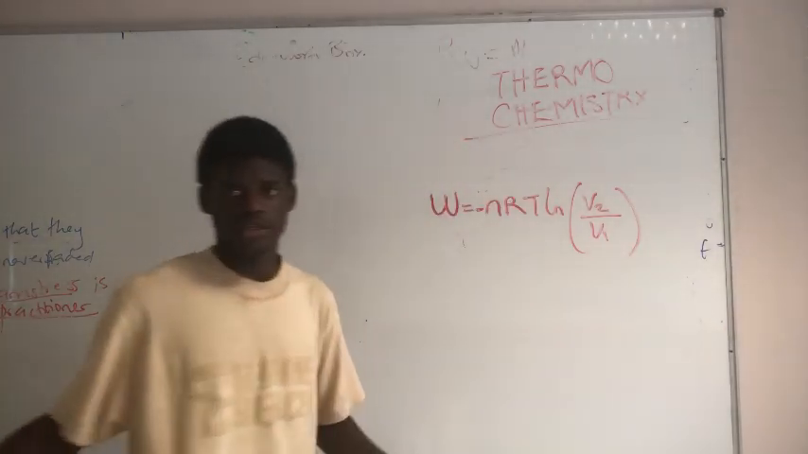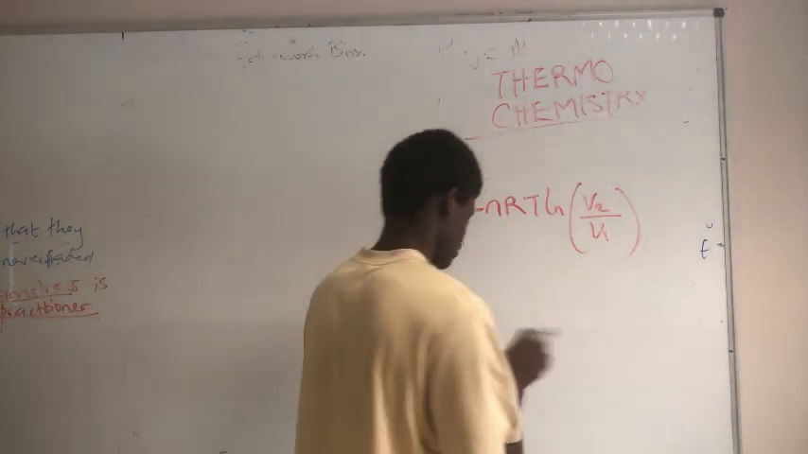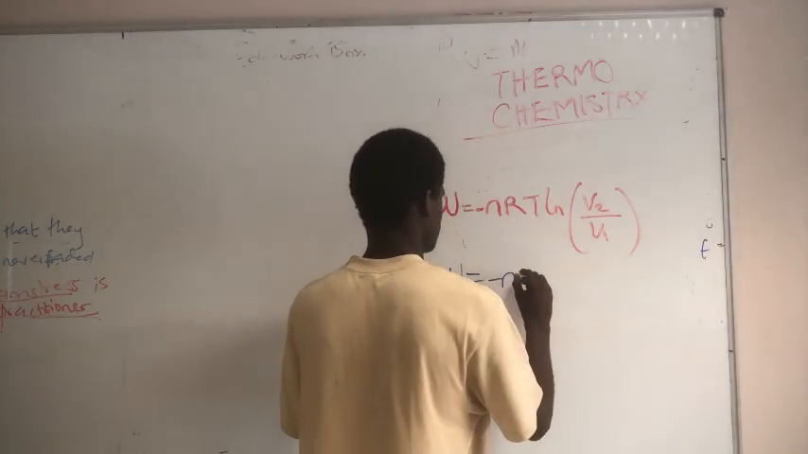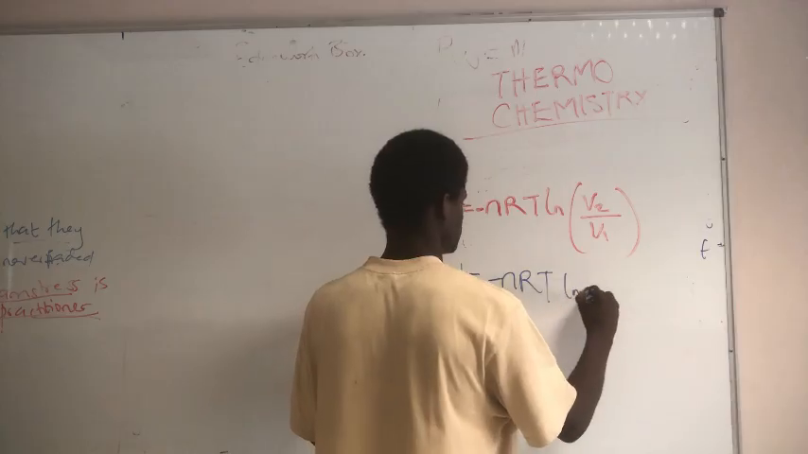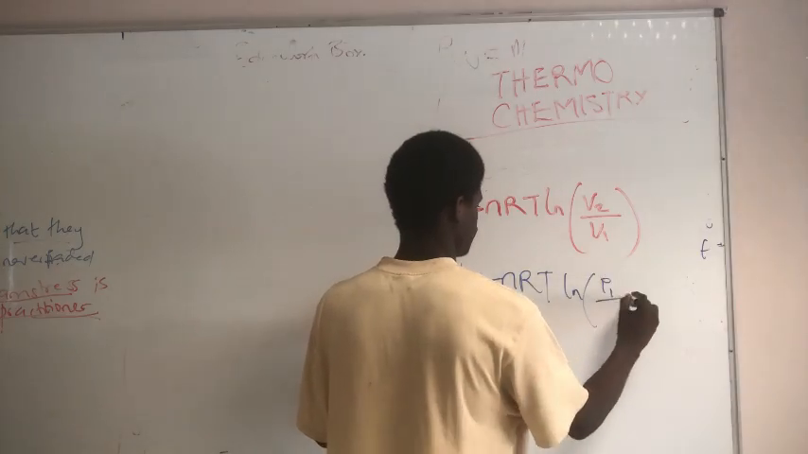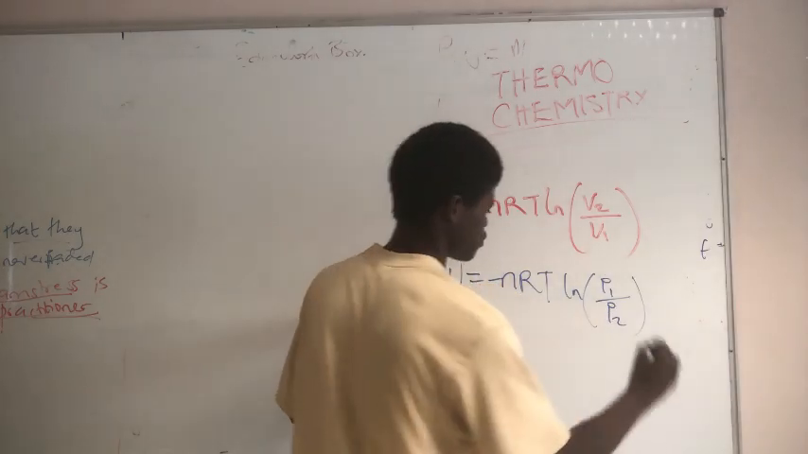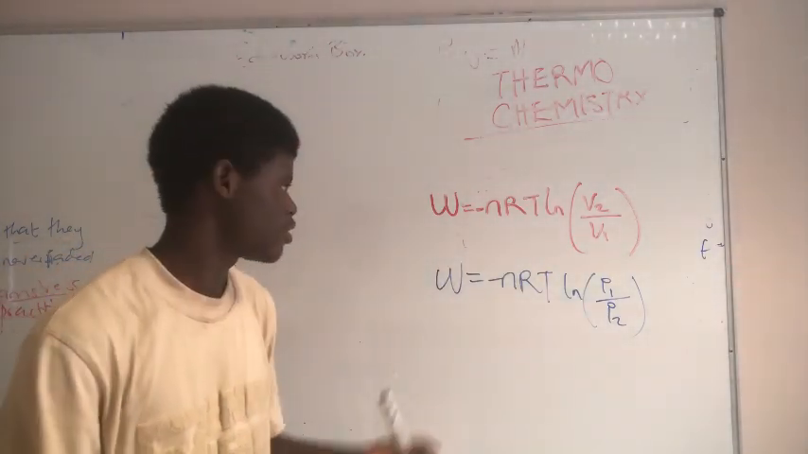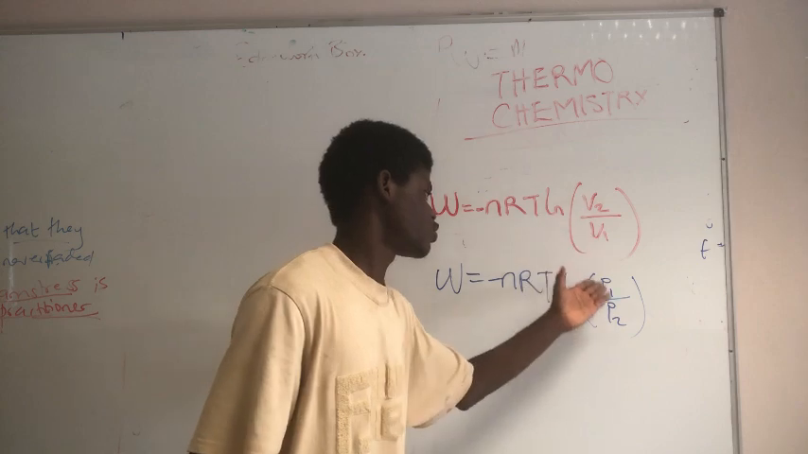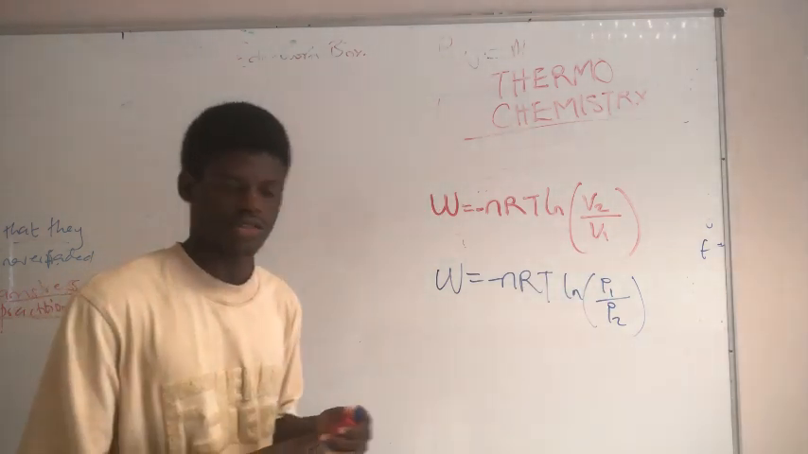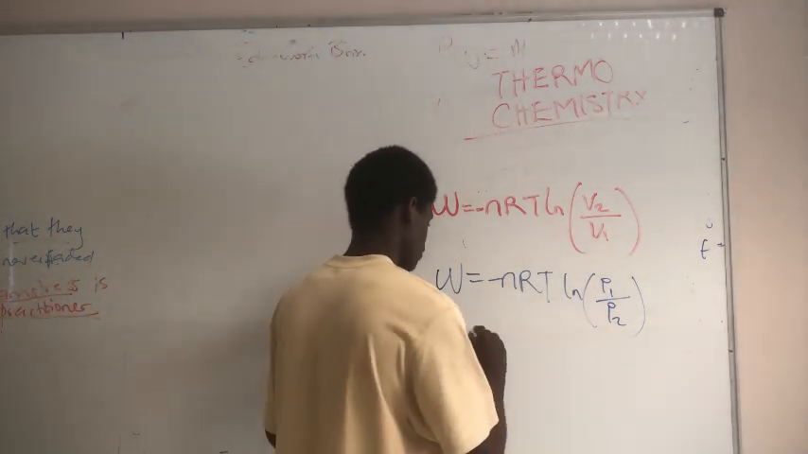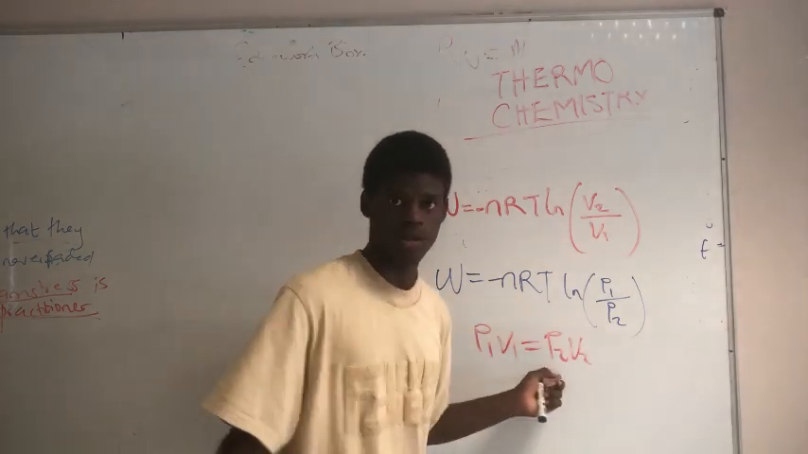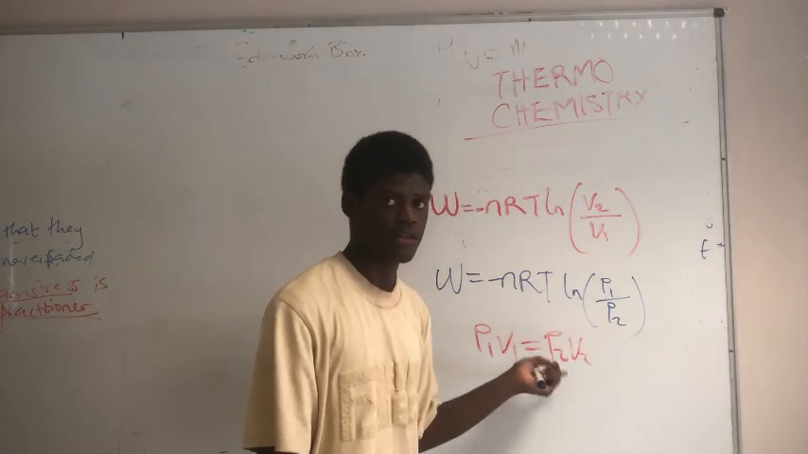So it can also present itself like this. Work done is equal to minus nRT ln P1 over P2. So it can also come as this. Now, why is all this also equal to this? Let's show that briefly. You know Boyle's law: P1 V1 is equal to P2 V2. That's P1 times V1 is equal to P2 times V2.